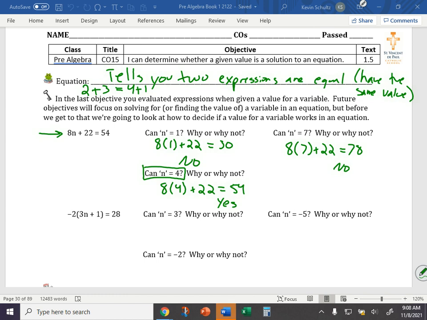So keep in mind that when we start to solve equations here, we are going to be looking for only one answer. And it's really easy to tell if you found the right answer by plugging it back in and making sure it works. Okay? CO15 is all about checking your answers. It's an important part of solving an equation, and I dedicated an entire objective really just to that.